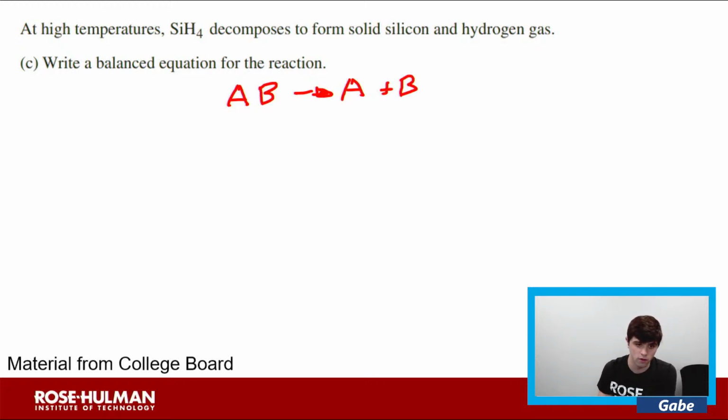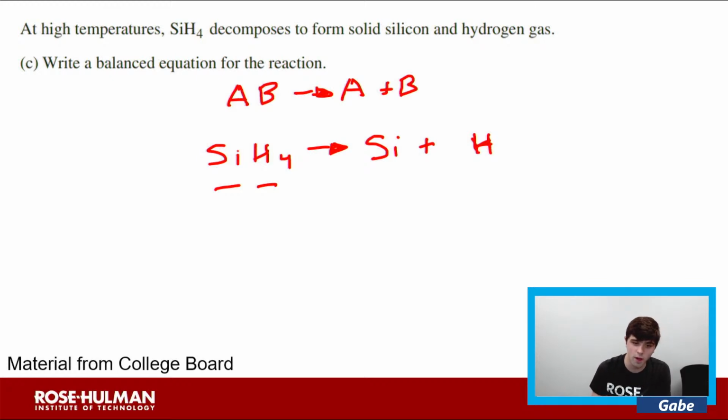So we have silicon hydride, and then it converts into A and B. If we look at silicon as our A and hydrogen as our B, it can convert into Si plus hydrogen. Now when we look at this equation, we can see that it's still not balanced because there's 4 hydrogens in this compound. So we put the 4 there in front, and we have a balanced equation, which will be your final answer.